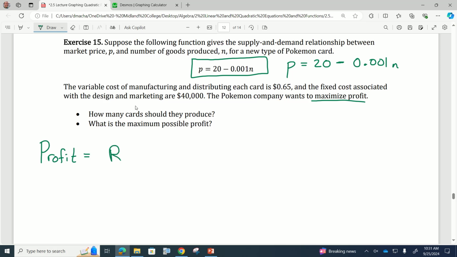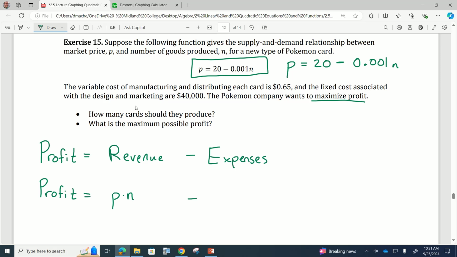Profit is going to be equal to revenue minus expenses. When I say revenue, I mean how much money is the company bringing in? Disregarding all of the costs for right now, but how much money are we bringing in? That would be the price of the card times the number of cards sold. That's how much money you're bringing in, okay?